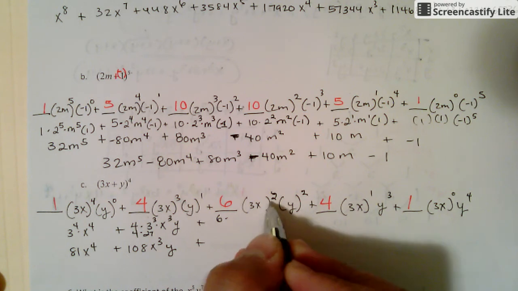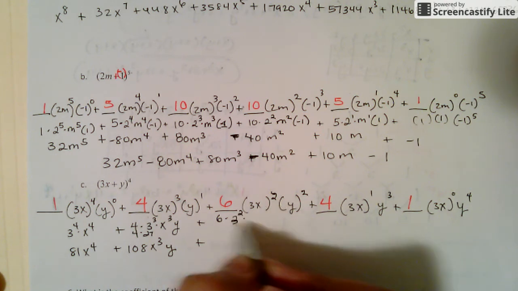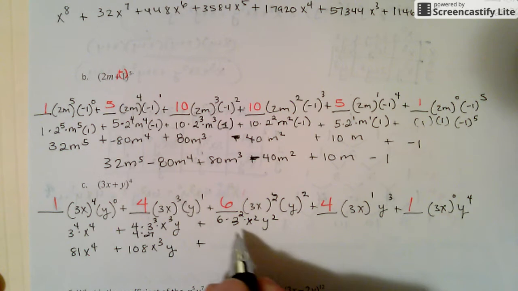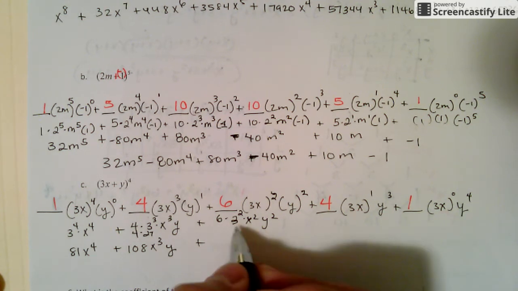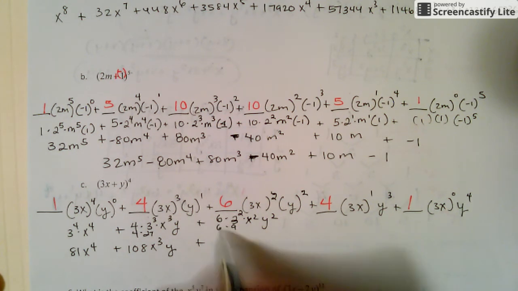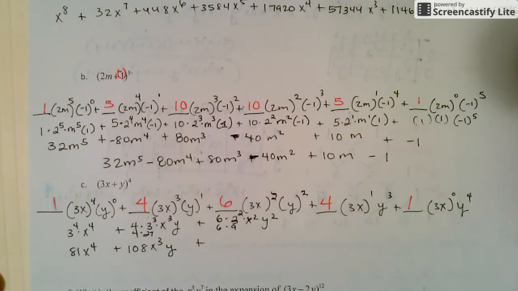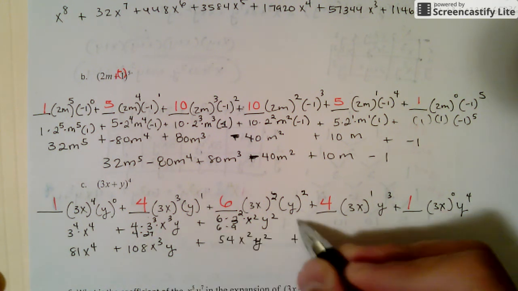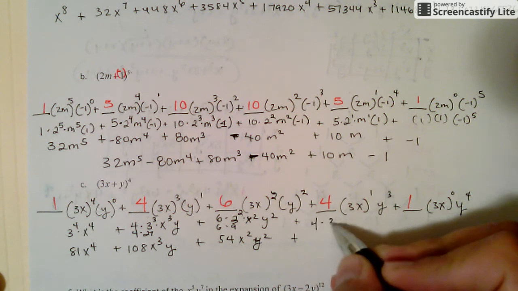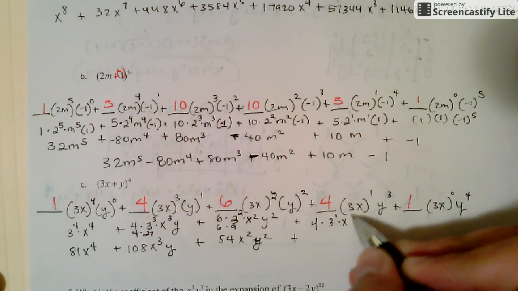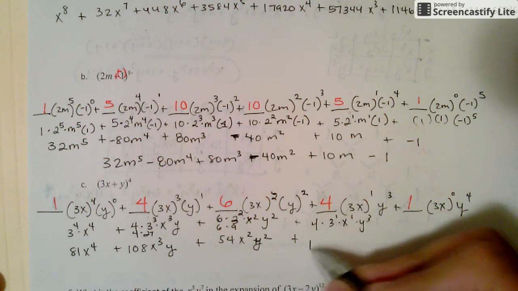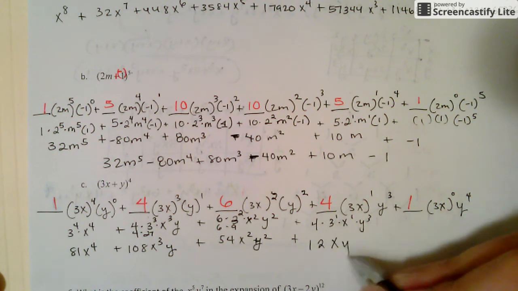This next piece, I have the 6. This is 3 to the second power times x to the second power times y to the second power. So 3 to the second power is 9, and then 9 times 6 is 54. x squared, y squared. Okay, the next piece, well, 4 times 3 to the first power, x to the first power, y cubed. Well, 3 to the first power is 3, times 4 is 12. I have my x, I have my y cubed.